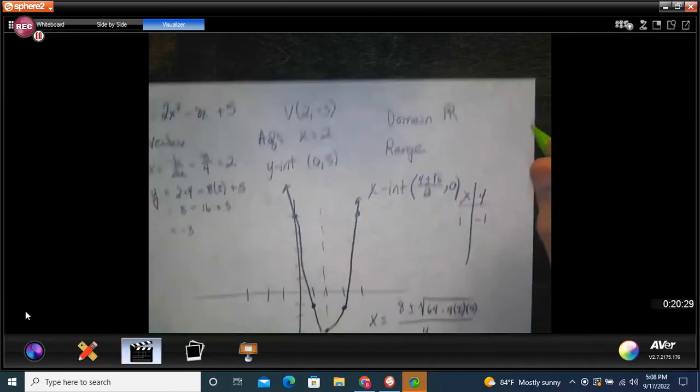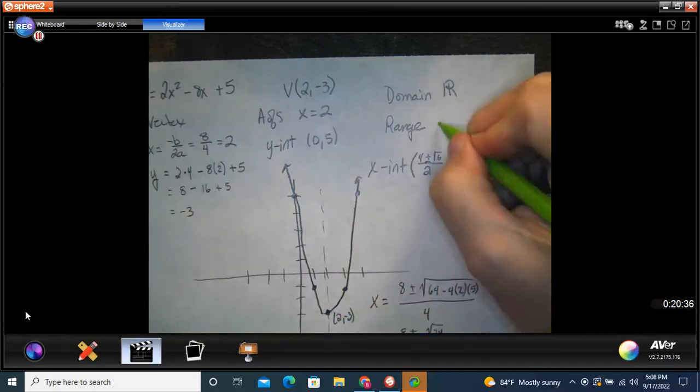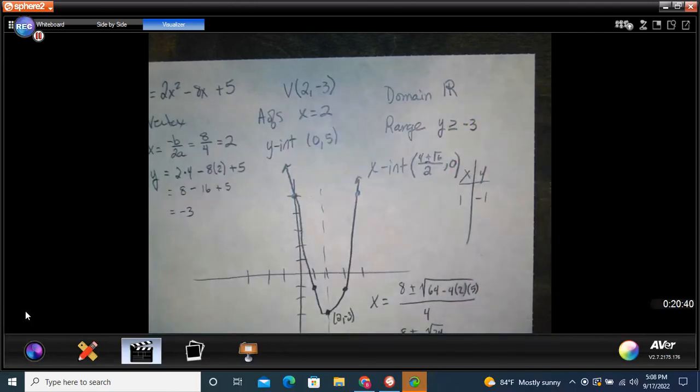The range, I can look at my graph. My vertex is down here at 2, negative 3. So the range is y is greater than or equal to -3. If it opened the other way, then of course it would be less than or equal. Okay, so those are all the things for the parabola, the quadratic equation there.